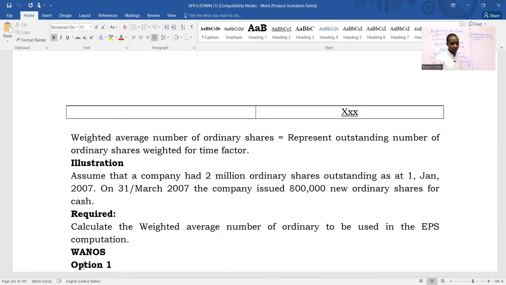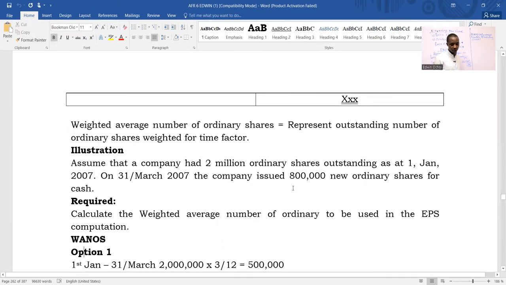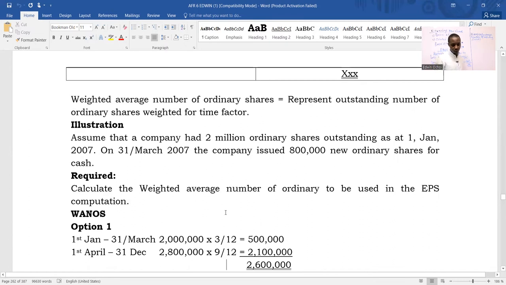You can take a screenshot of this, because I want to do that illustration. How do you weigh? Anyway, it's not even a must. I take a screenshot because I can explain from what is done. This is not a big thing which can make you not understand. The first thing you are supposed to do is recognize the 2 million from the start of the year, because the 2 million ordinary shares were outstanding from the start of the year. Then there were additional shares they issued during the year, the 800.